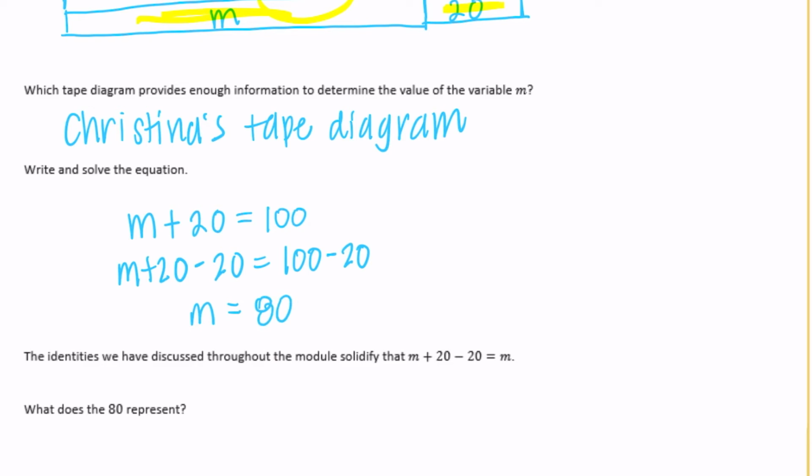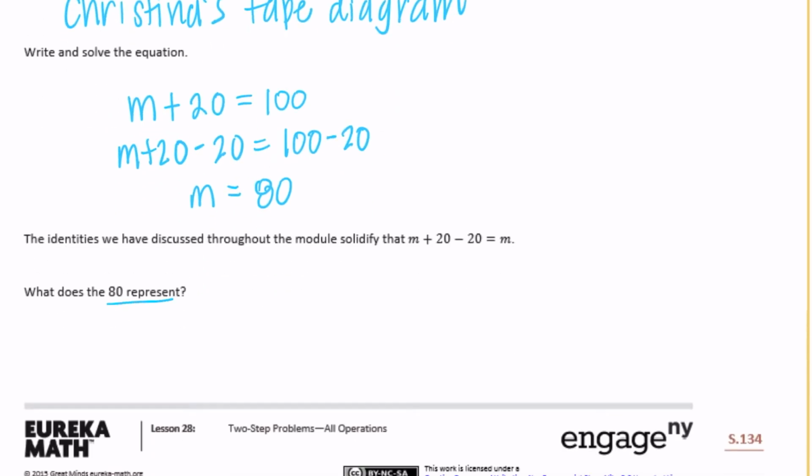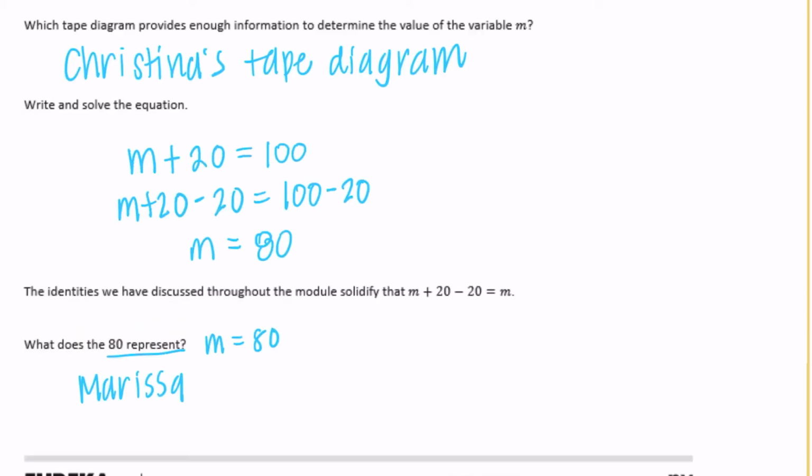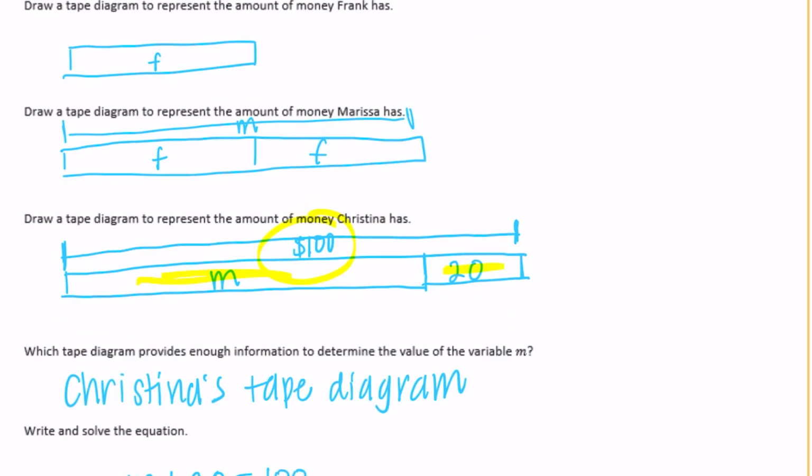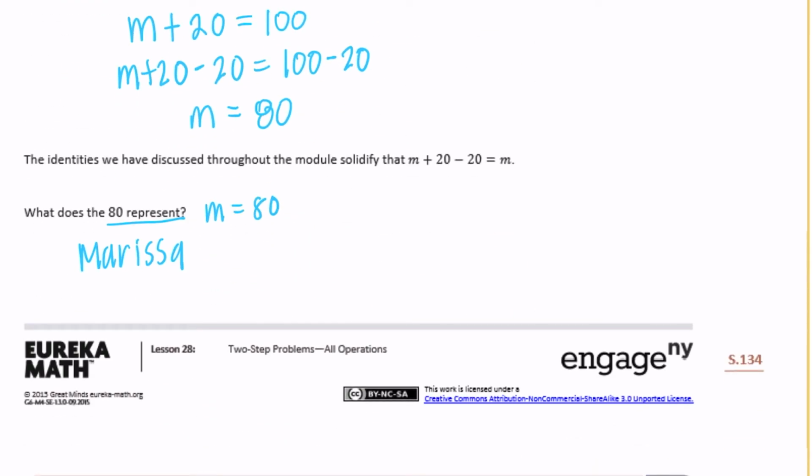So that means Marissa is equal to $80. So that's exactly what this 80 represents. So m equals 80, which means Marissa has $80.